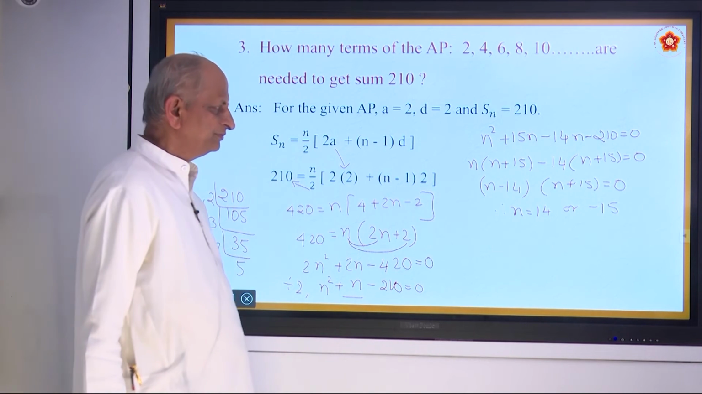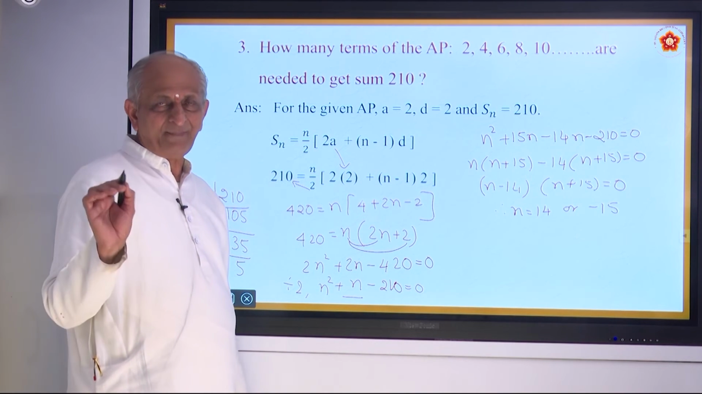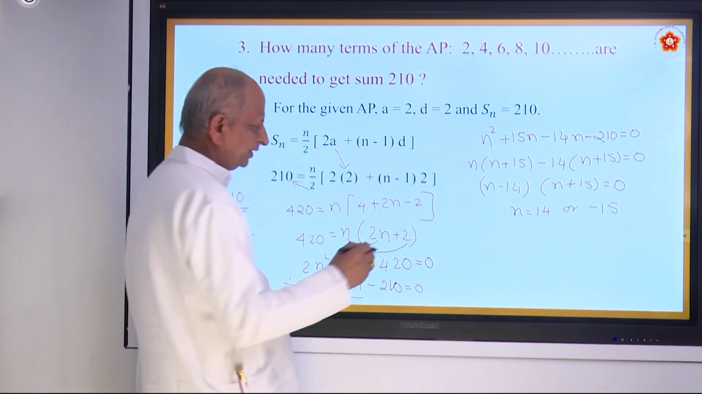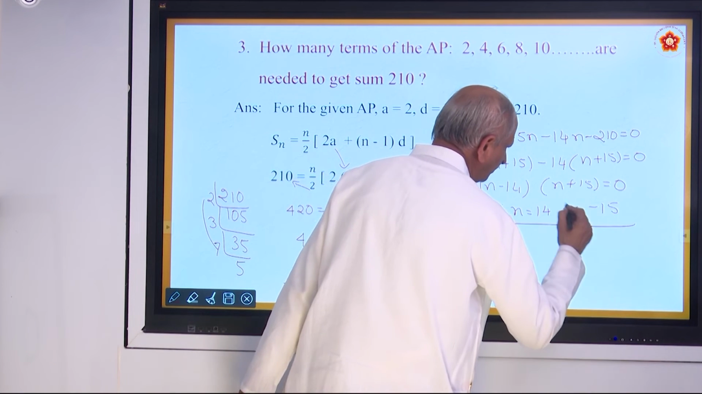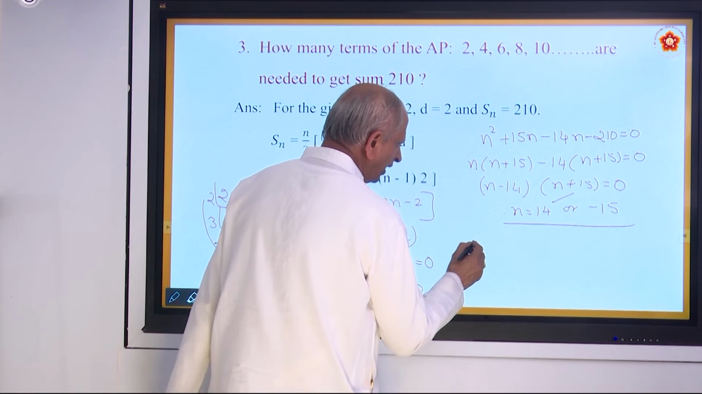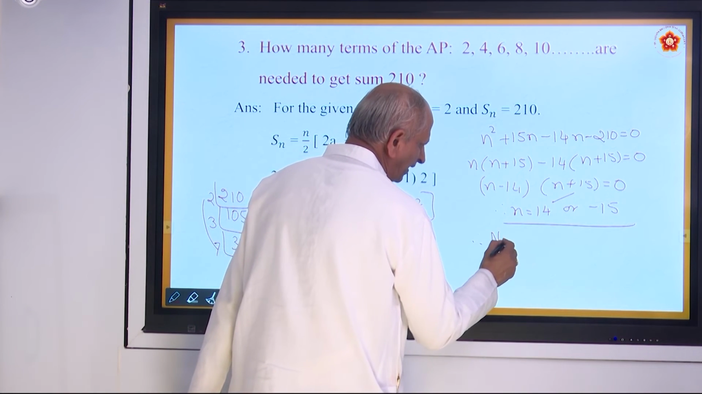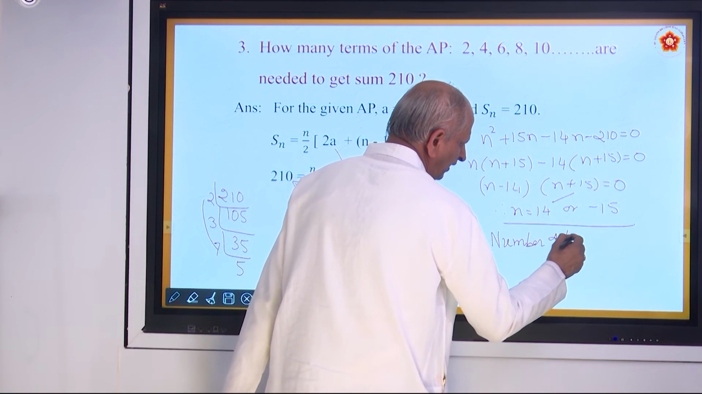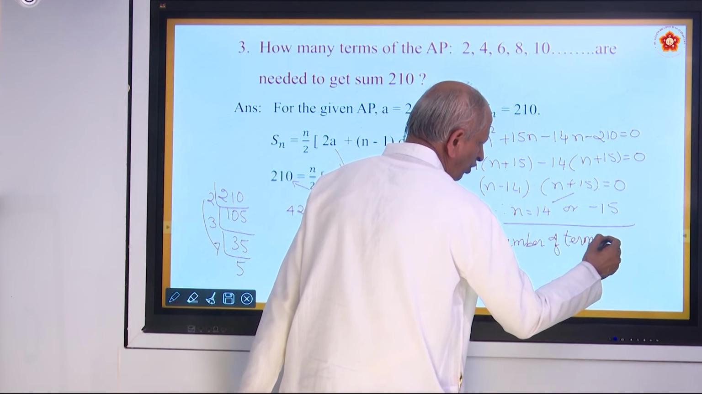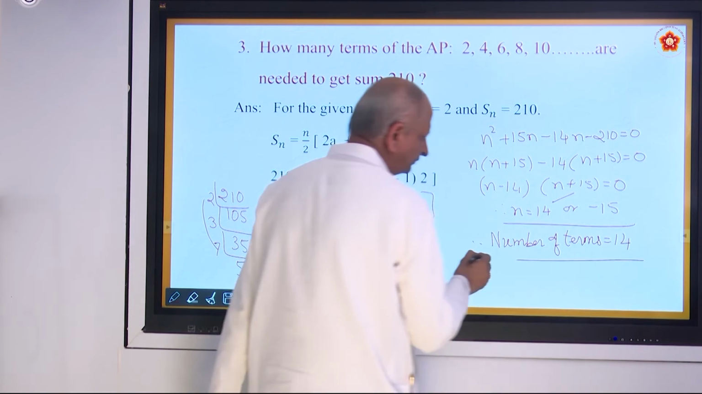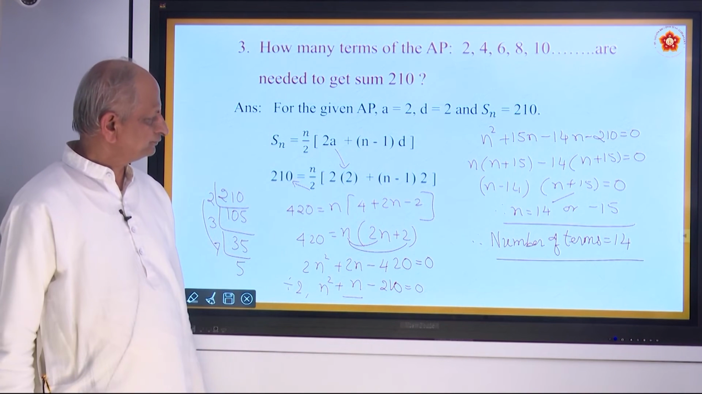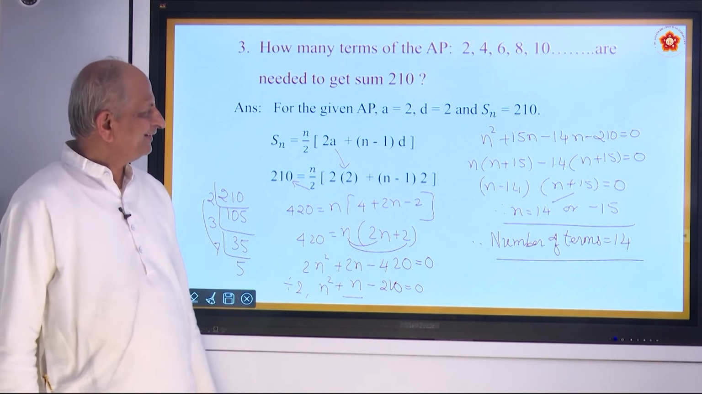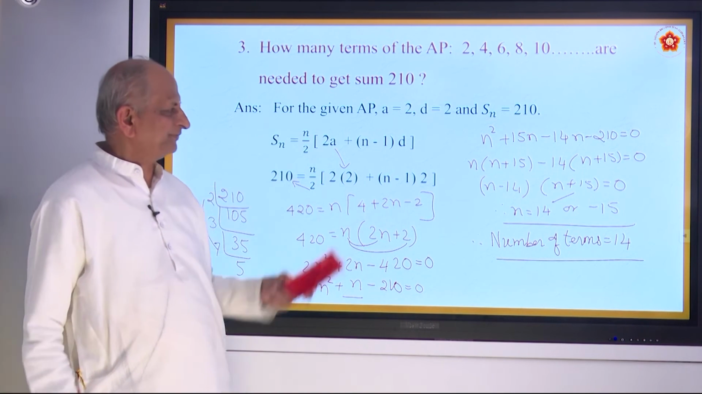What shall you do now? First number cannot be negative. Therefore, you must take only positive, that is 14. So, the answer is number of terms. Number of terms is equal to 14. That is the answer. What is the question there? How many terms?